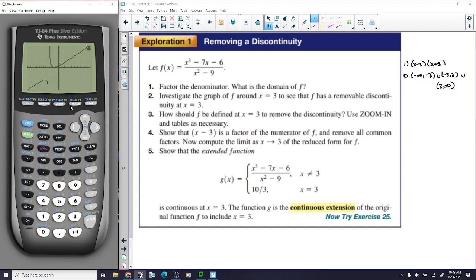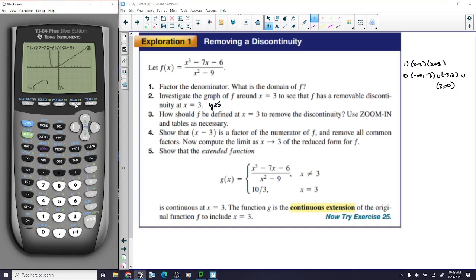So if we go second, and we're going to calculate a value at 3, notice it's blank. So that means at 3, there's actually a hole in the graph there. Now our calculators really can't show a hole in the graph. So yes, we have a removable discontinuity there. How should f be defined at x equals 3 to remove the discontinuity? Use zoom in tables as necessary.